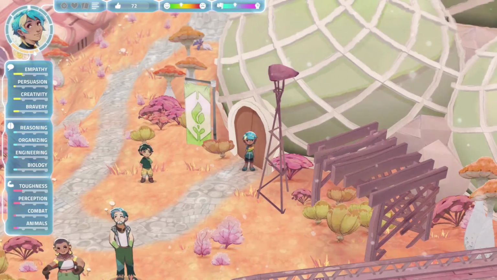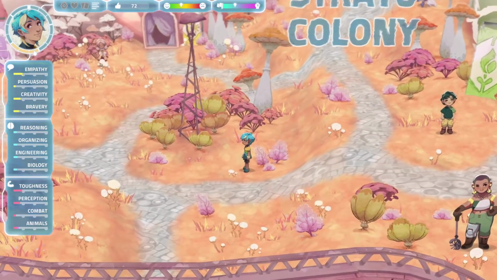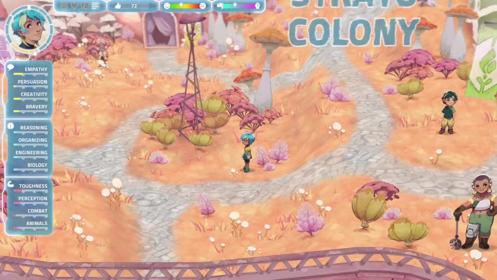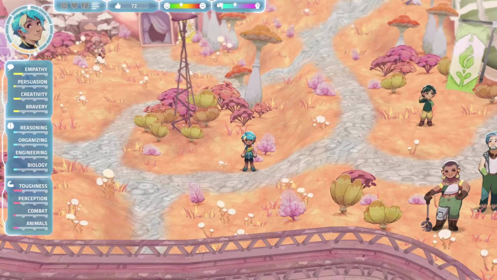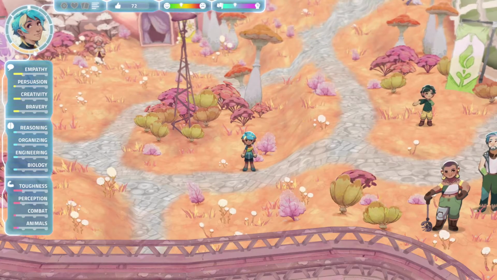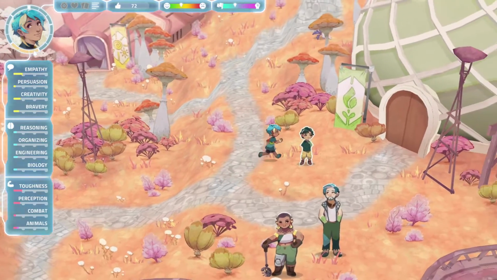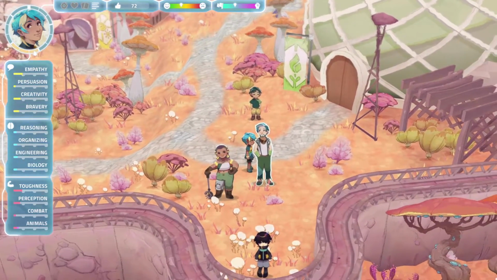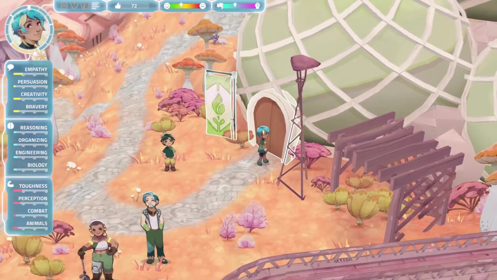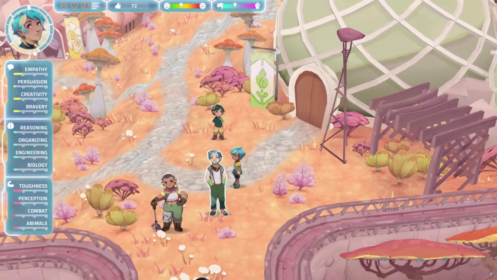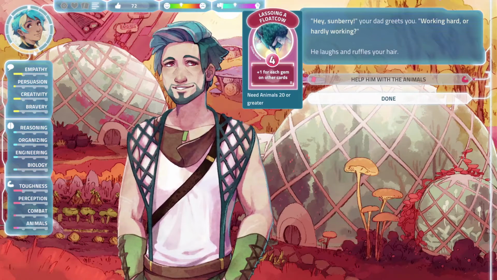So, I Was a Teenage Exocolonist takes place on this planet called Vertumna, which you crash land on after escaping Earth with your colony. You're born on a spaceship, and throughout the game you're growing older. It starts when you're 10 and ends when you turn 20. You can choose who to talk to and what to do every day. So let's start by talking to my parents.